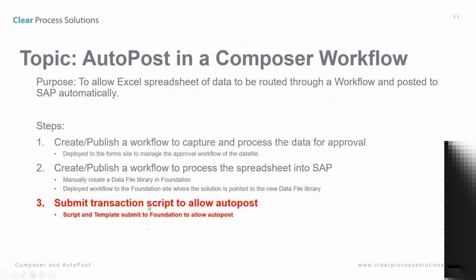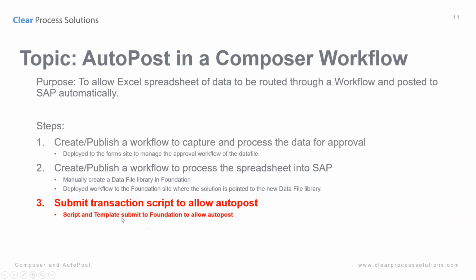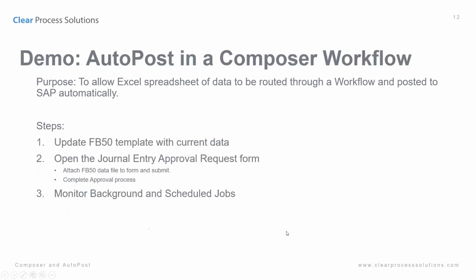So what we did was we submitted a transaction script to allow the auto post. And with that, there was a template that was submitted. And that template is now living up on SharePoint in our Foundation data template folder. And we'll actually have to go get that, because when we want our users to use this file, we will say, here is your template that you will use whenever you want to run a journal entry auto post through our process.